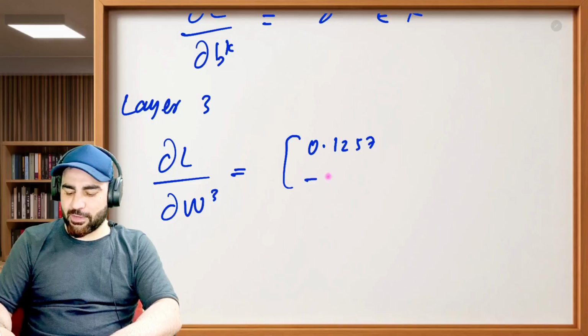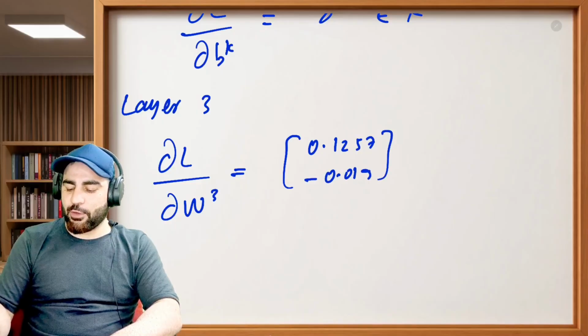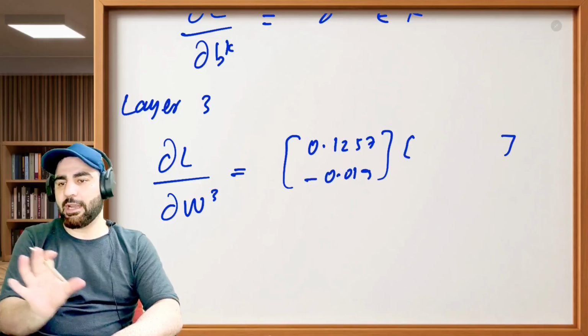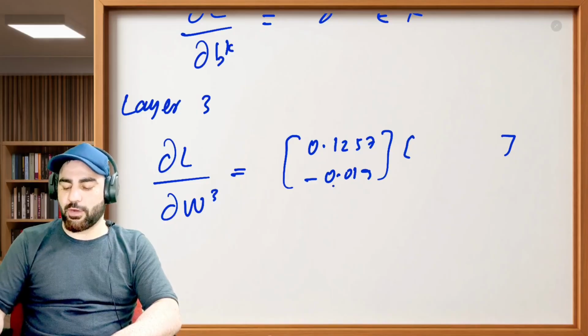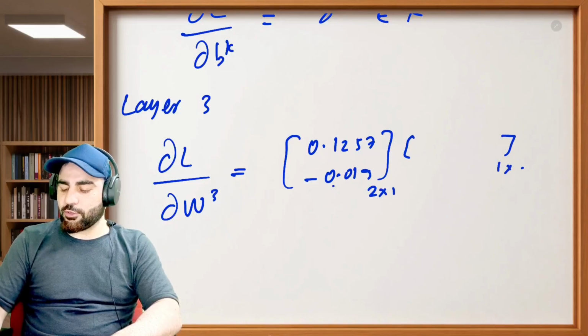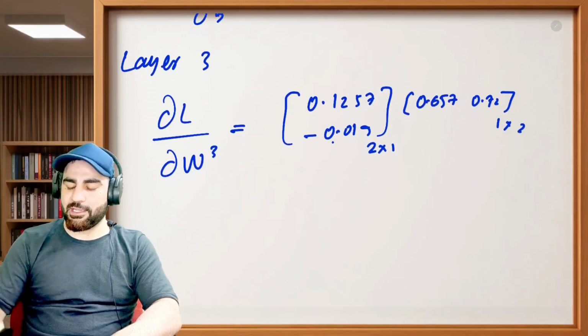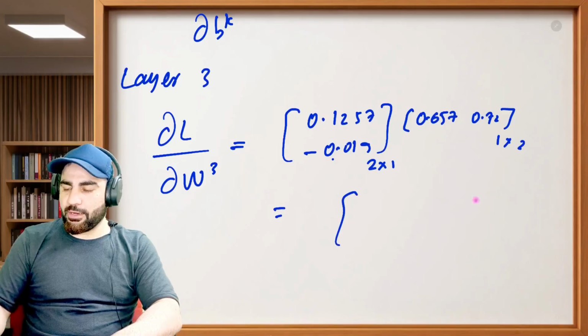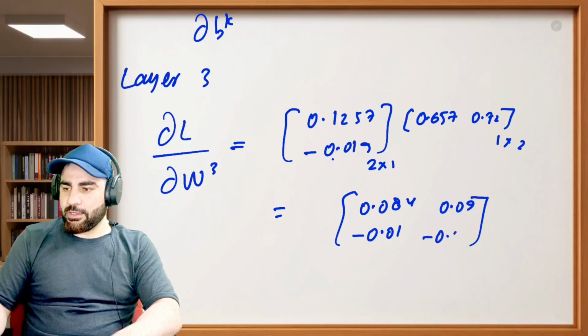0.1257 something. So this is minus 0.019, and then you have to multiply it with again, this is 2 cross 1, 1 cross 2 vector. So this is 2 cross 1, this is 1 cross 2, you will get 2 cross 2. So this is 0.657 and this is 0.72. Once you multiply these two things together, you will get a 2 cross 2 matrix. So this is 0.084, 0.09, this is minus 0.01, this is minus 0.014, something of this sort.